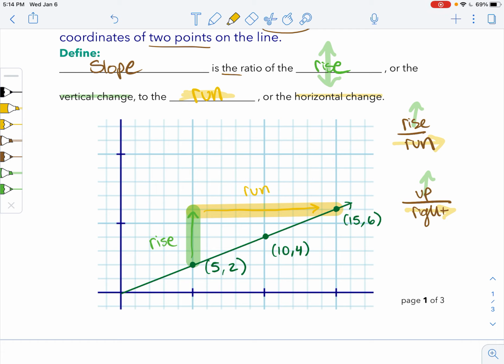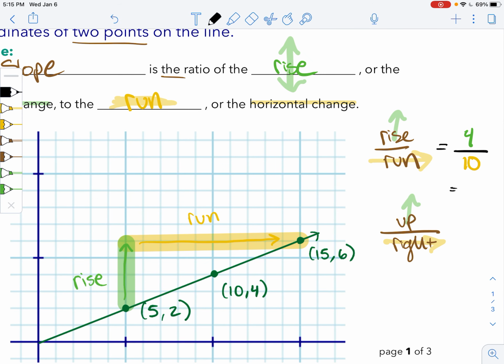So the slope of this line, how far does it go up? It goes up 1, 2, 3, 4. I'd say that rise is 4 over. How far does it go over this way? 1, 2, 3, 4, 5, 6, 7, 8, 9, 10. 4 over 10. So we go up 4, right 10. But that reduces. 4/10 is the same thing as 2/5. So we say the slope is 2/5.